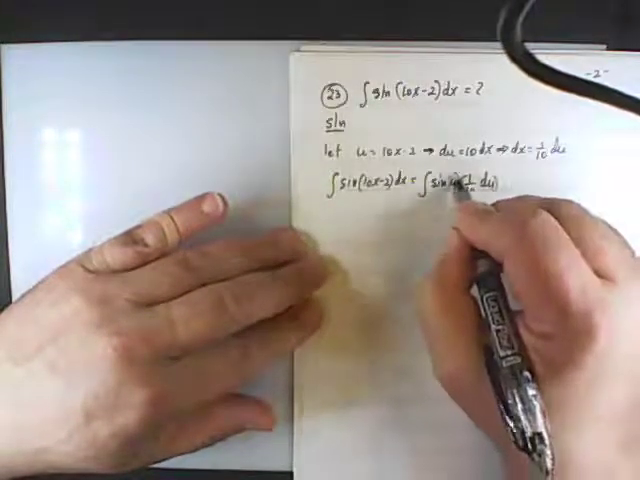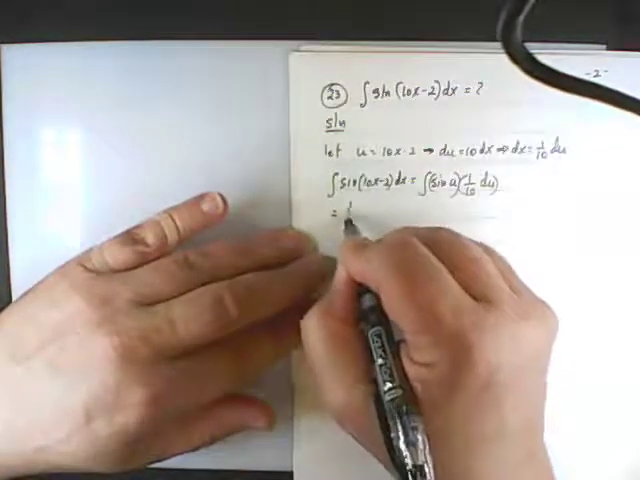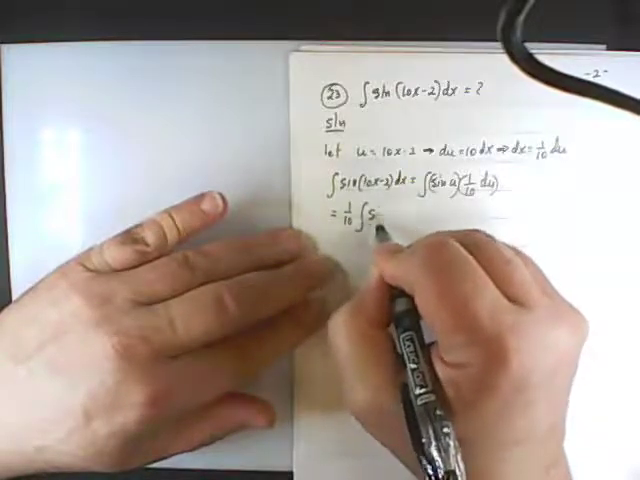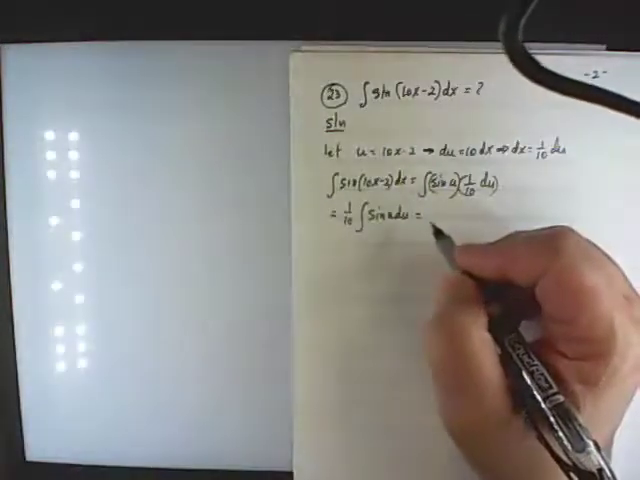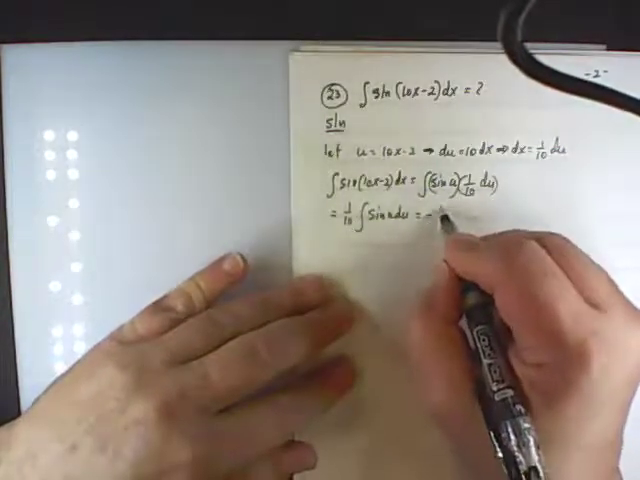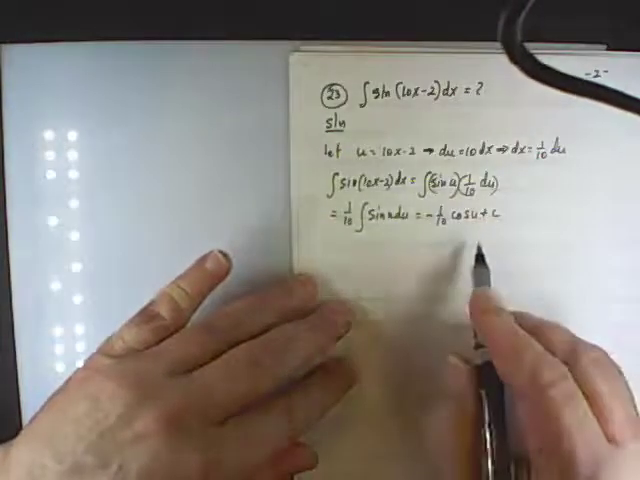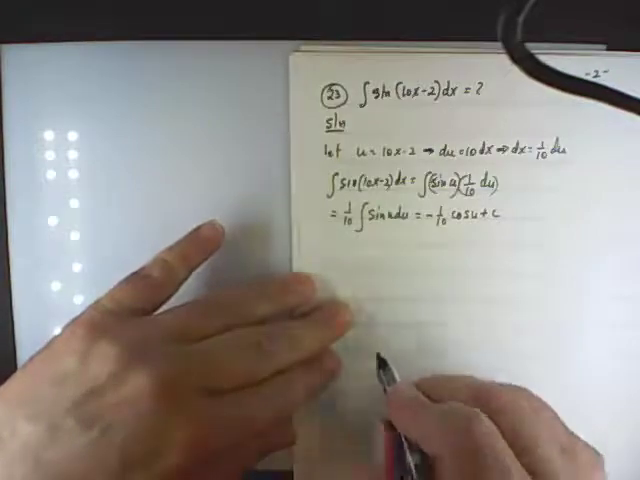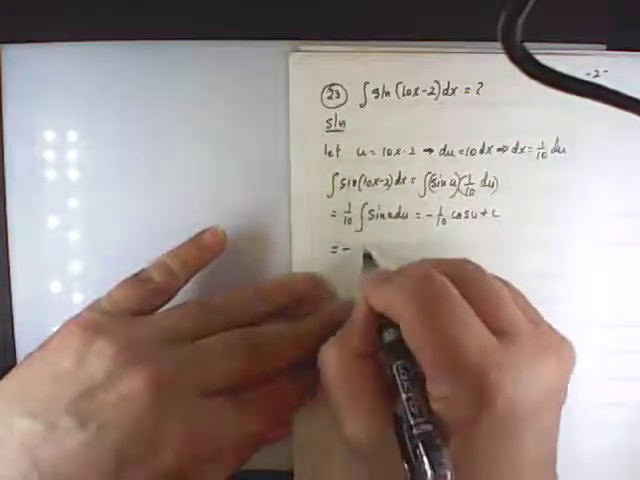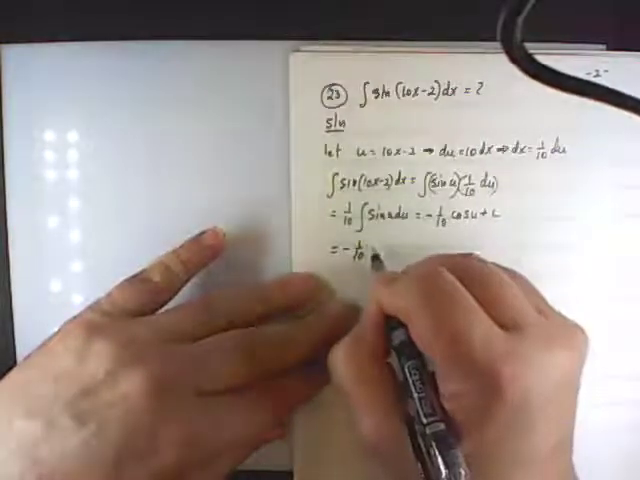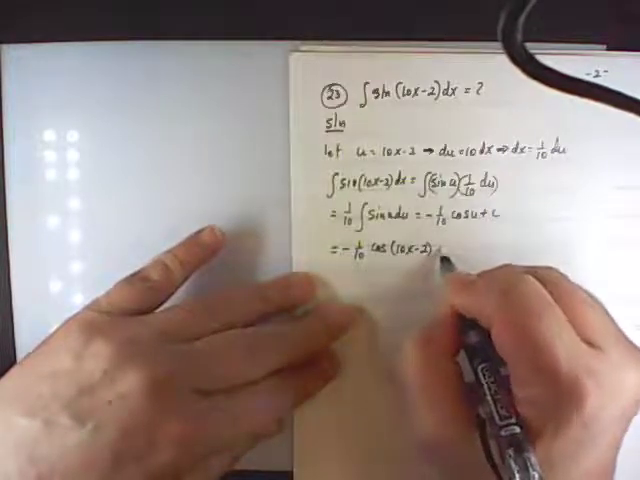Okay? So, and of course, we can pull out 1/10, and we have the integral of sine u du, and the antiderivative of the sine is negative cosine. So we have negative 1/10 cosine u plus constant c. We then plug back u as 10x minus 2, and the final answer is going to be negative 1/10 cosine of 10x minus 2 plus c.